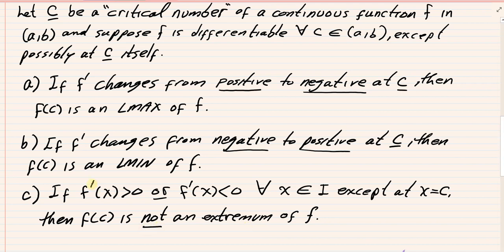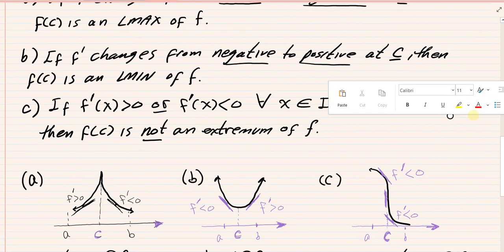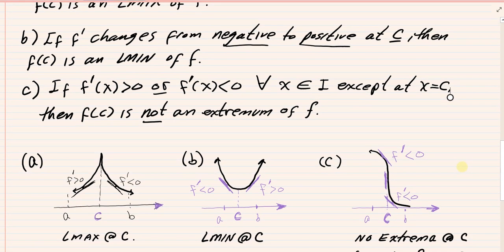So if the derivative is always positive or always negative, therefore there is no extremum. And here are some visuals of these three situations. In part A, we have a relative max, then B with the relative min, and in part C we have no extrema. So we can see here in part A the slope of a tangent is positive. The slope of a tangent transitions into negative at c.